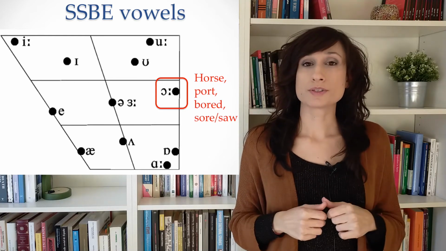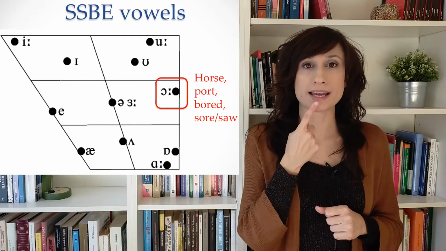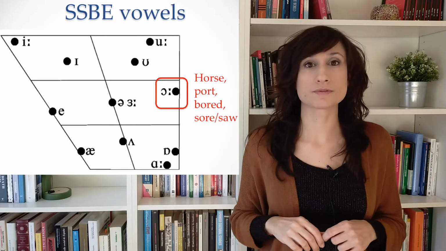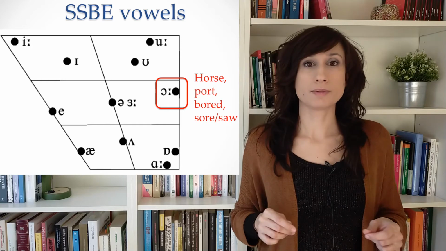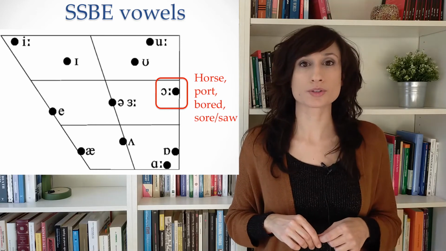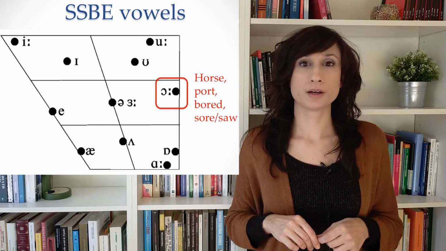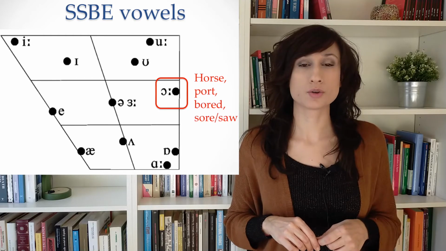It's very closed O. It's even more close than Spanish O. Notice my lips are very rounded and there is a lot of tension. O. Some examples with this vowel would be horse, bore, port, saw.